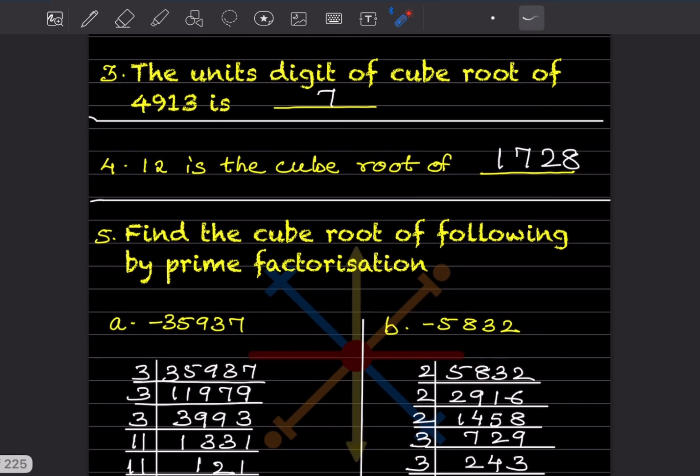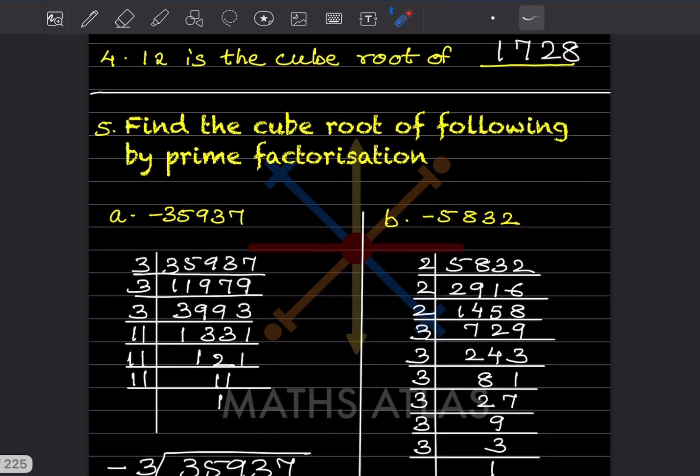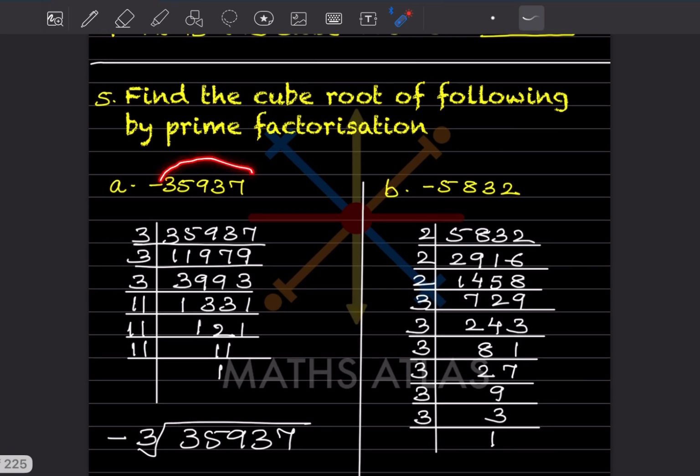Find the cube root of the following by prime factorization. These are bigger numbers. Whenever you are doing prime factorization, you always have to start with the lower number. This is not possible with 2, as you look at the unit place, so go with 3. This will be 3 times, this will be 3 times. Now this number doesn't go with 3, so it goes only with 11. So 11 times 121 is 1331. Again 11 times 11 is 121.